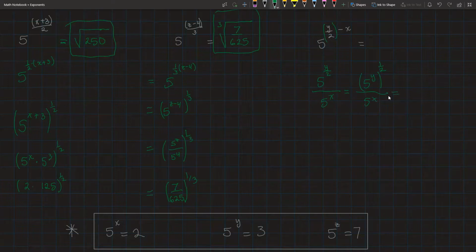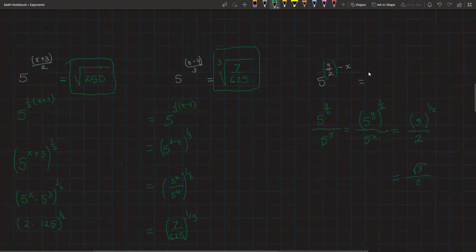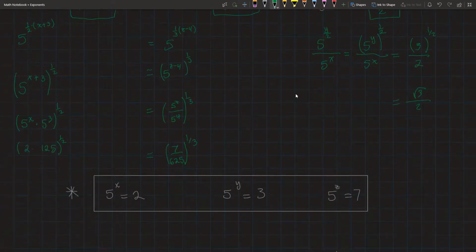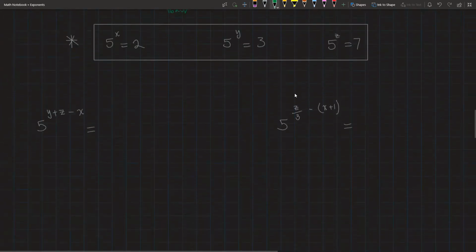What's 5 to the x? That's a 2 on the denominator. And on the numerator, we have something to the 1/2. What's the something? 5 to the y. It's 3. Oh, one of my favorite numbers in all of math is the square root of 3 over 2. I wonder if I did that on purpose. Maybe. Square root of 3 over 2. Nice. All right. See if you want to try these last two for yourself.